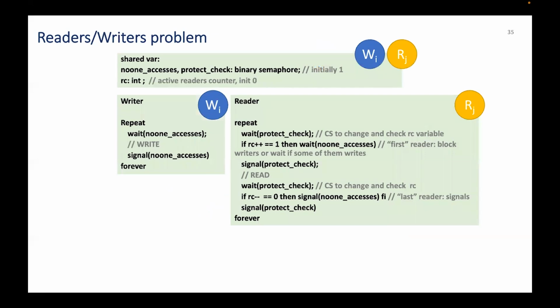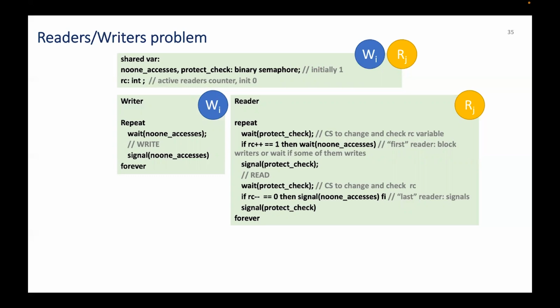Let's now look at the pseudocode that uses semaphores according to these dependencies. We have writers and readers sharing the following variables: 2 binary semaphores, no one accesses, and protect check. Notice that both are initially 1, and RC, reader's counter, which is initially set to 0. The writers simply protect their critical section by waiting on the no one accesses variable, entry section, and sending a signal on the same variable, exit section.